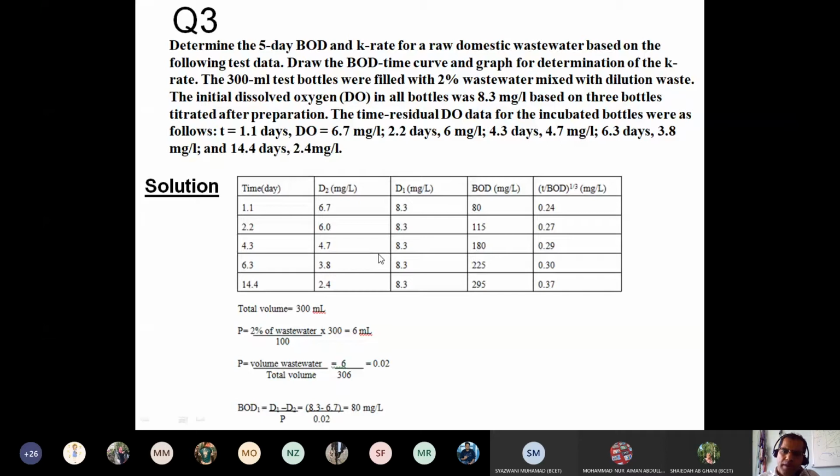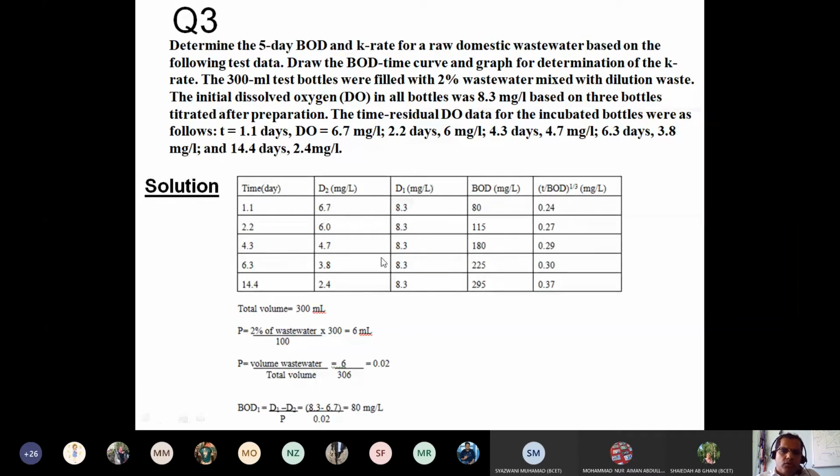Why we are doing this column, I will show you later why it is very, very important, because from here you can find the reaction rate. You can find the reaction rate, okay? So you do for the second one, for the third one, for the fourth, for the fifth, and you will get all those values. All right.